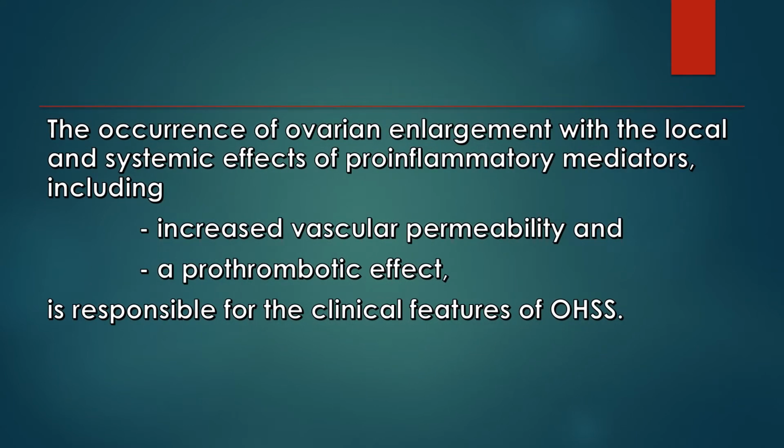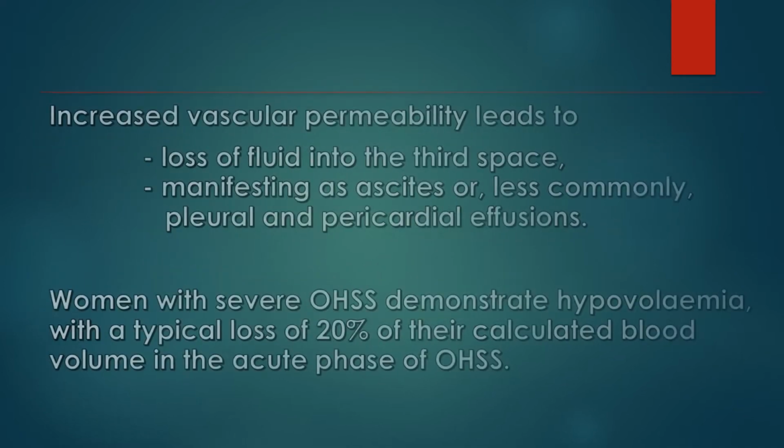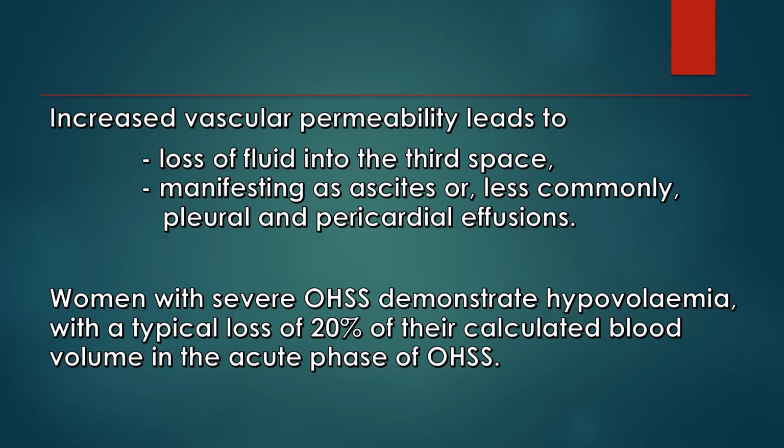The occurrence of ovarian enlargement with the local and systemic effects of pro-inflammatory mediators, including increased vascular permeability and a prothrombotic effect, is responsible for the clinical features of ovarian hyperstimulation syndrome. Increased vascular permeability leads to loss of fluid into the third space, manifesting as ascites, or less commonly, pleural and pericardial effusions. Women with severe ovarian hyperstimulation syndrome demonstrate hypovolemia, with a typical loss of 20% of their calculated blood volume in the acute phase.